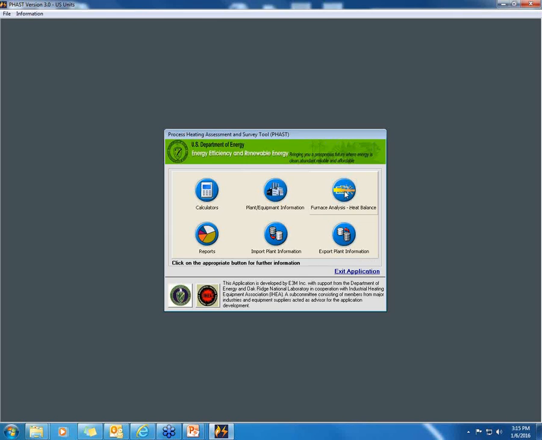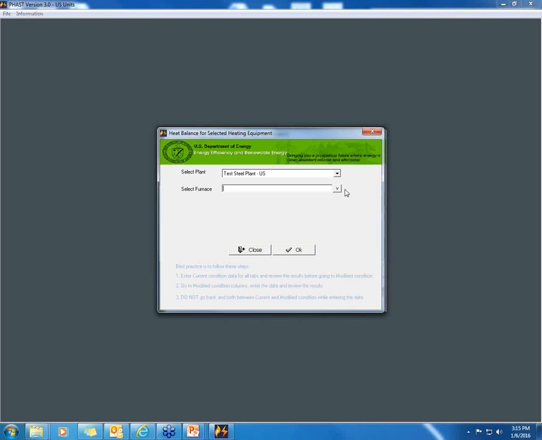Now let's click on the furnace analysis heat balance tab. Once you click that tab, you will see a screen, and the tool will ask you which specific plant, and you will see your plant. For example, on the first day of our training, we will create a plant file for the Southville, Wisconsin plant, and we will see that plant in this drop down menu. Now let's select, in this case, test steel plant, and once you select that, you will see the process heating equipment associated with that steel plant.